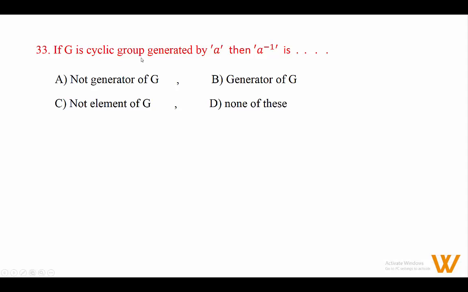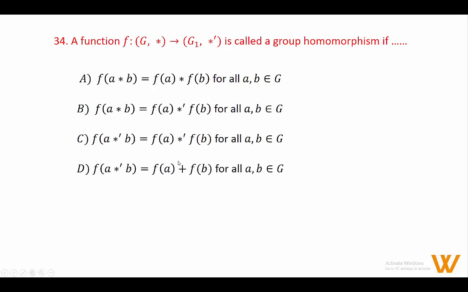33. If G is a cyclic group generated by A, then A inverse is ___. A inverse is also a generator of G. So the answer is option B, generator of G.